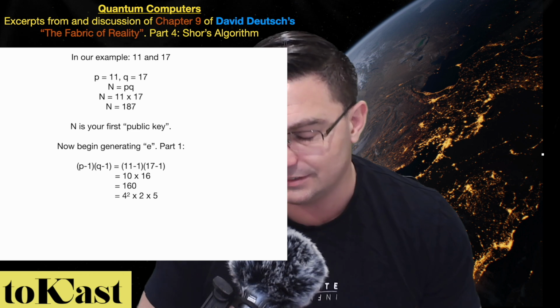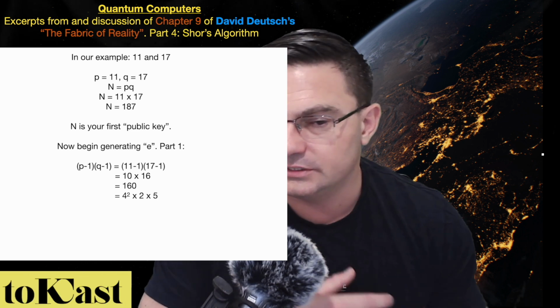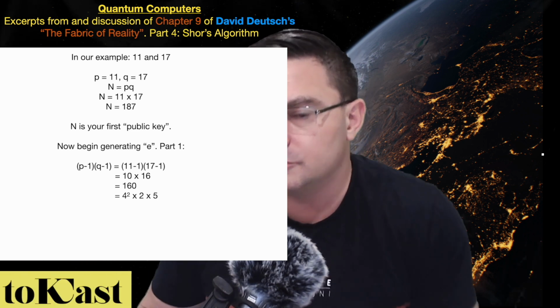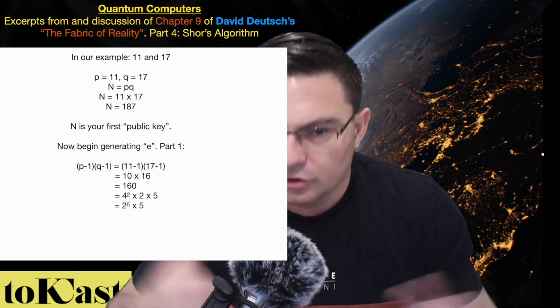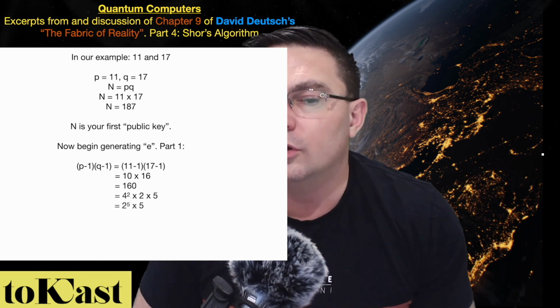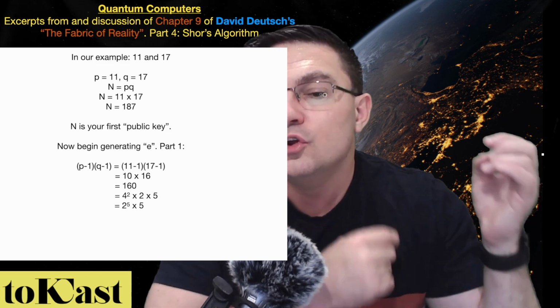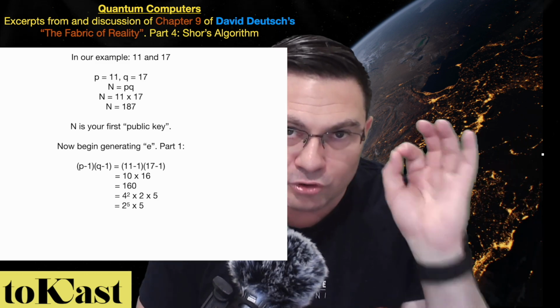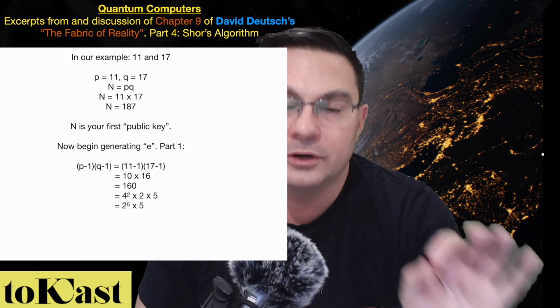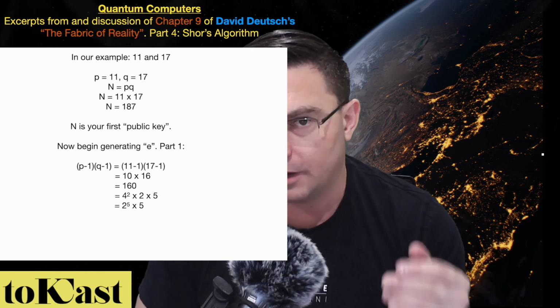160 is 16 times 10. 16 is 4 squared, and 10 is 2 times 5. So figure it all out. You've got 2 to the power of 4 times 2 times 5. So in other words, 2 to the power of 5 times 5. So the prime factors are 2 and 5. 2 to the power of 5 times 5.